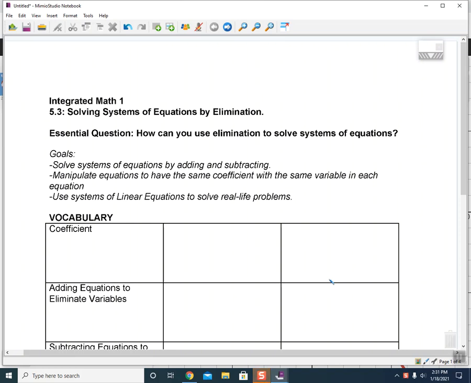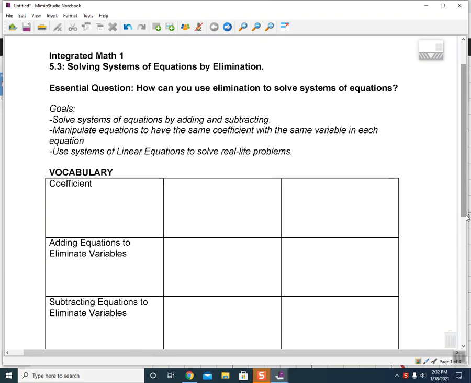All right, so we've been talking about solving systems of equations. We've looked at solving systems of equations with graphing. We've looked at solving systems of equations with substitution. This last method is called elimination. This is probably my favorite of the three because it's just a little bit more straightforward. I think it's pretty easy and quick. And so we'll go over this one.